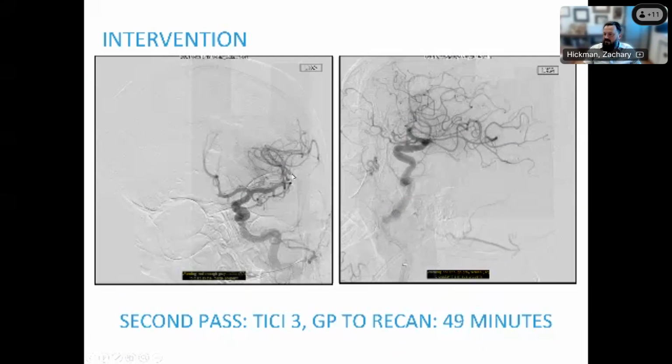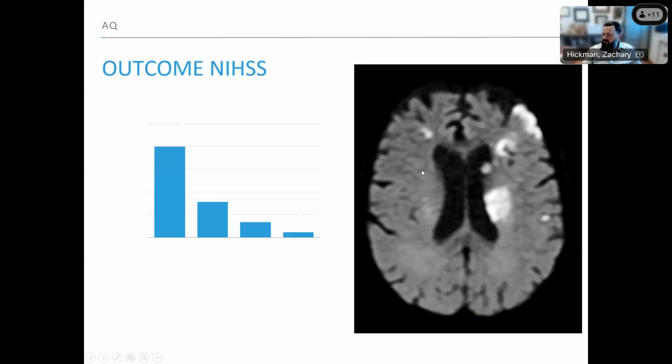So this is a case where they needed 2 passes, but they eventually got a TICI 3 result. So often after 1 pass, they might do another angiogram and see that there's still a little bit of thrombus there, or sometimes vasospasm, and need to open that up a little bit. And so they might need to do another pass with that. And then obviously they're also looking to make sure there's no area of injury to the blood vessel, that everything looks good. And so this was groin puncture to recanalization, took 49 minutes. I'm not sure what this graph is looking at, but yeah.